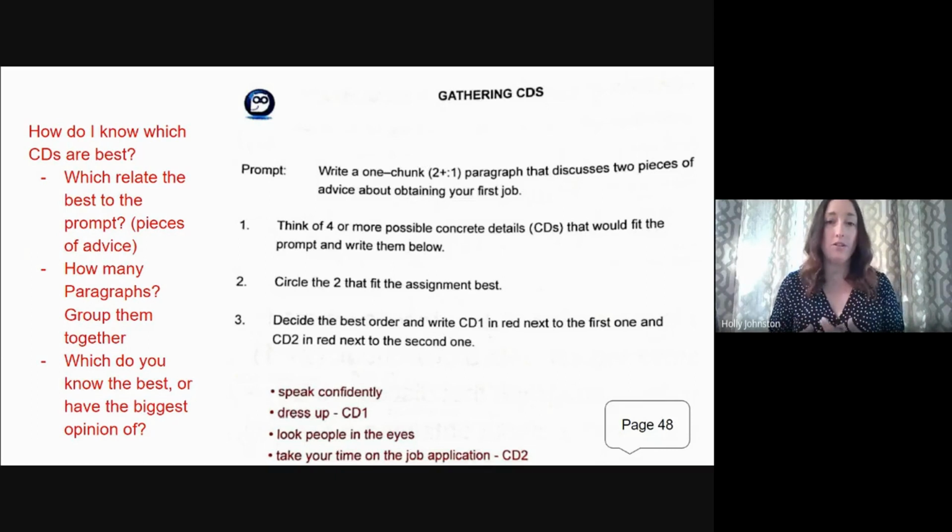The second question is, how many paragraphs are we going to have in this assignment? For this assignment, we'll only have 1. But if you had multiple paragraphs, you'd be looking for grouping concrete details together so that they would fit the different paragraph topics you would be presenting. And then the last thing is really, what can I really personally write about and connect with? Which ones do I know best? Which ones do I have the biggest opinion of?